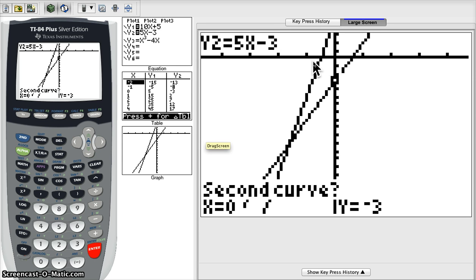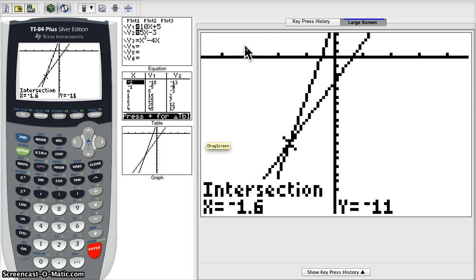I'm going to hit enter. Second curve is this one, which gives me the equation. I'm going to hit enter. And then guess, I don't care. And there we go. The intersection is -1.6, -11. So that is the solution to this system of equations. That's where they both have the same x and y value at the same time.